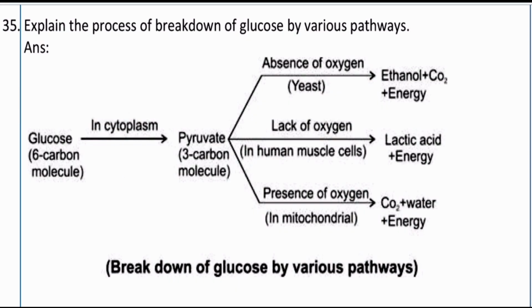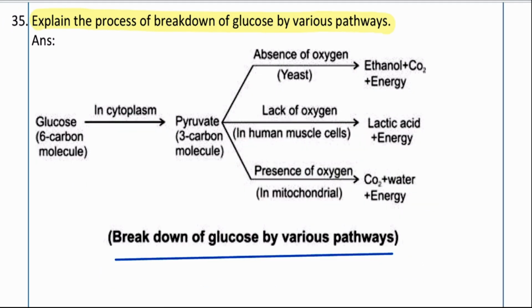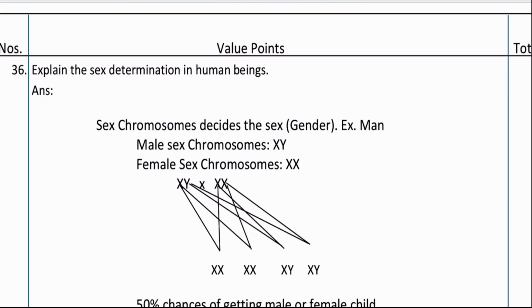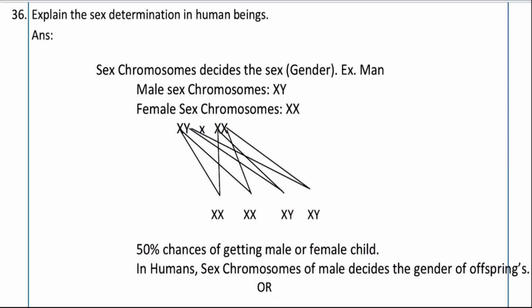Next 35th question. Explain the process of breakdown of glucose by various pathways. Diagram is provided here. Breakdown of glucose by various pathways. Okay. 36th question. Explain the sex determination in human beings.